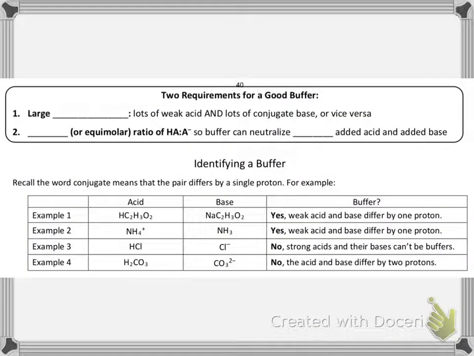In summary, there are two requirements for a good buffer. You want it to have a large capacity, which means, of course, lots of weak acid and lots of conjugate base, but you also would prefer it to have a 1-to-1 or equimolar ratio of the weak acid and conjugate base, because that way the buffer can neutralize both added acid and added base.